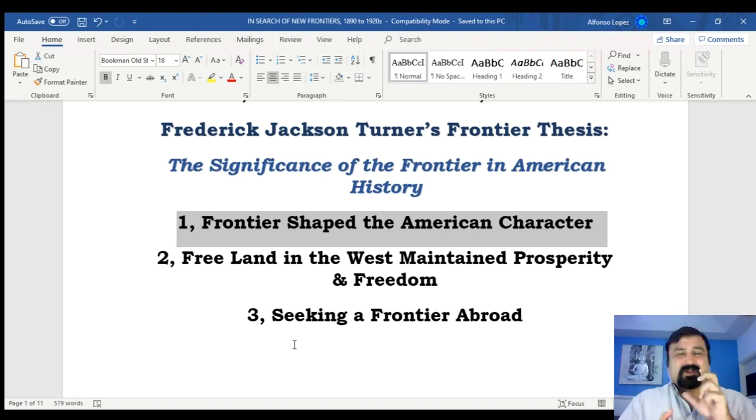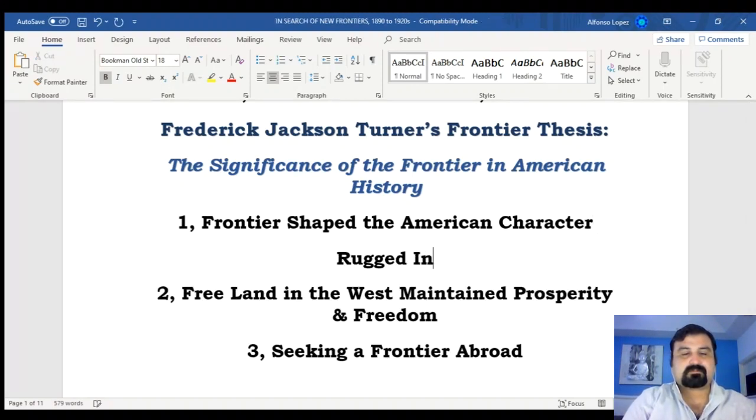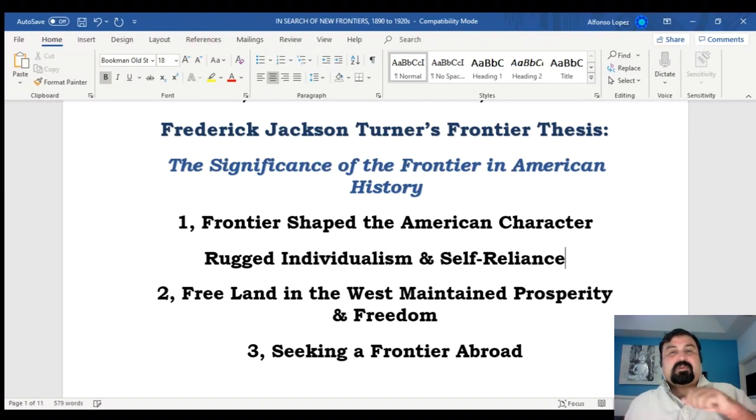So what Frederick Jackson Turner is saying here is that the frontier shaped those character traits in the American population. Americans exhibit certain character traits that are very distinct. And what are those character traits? Let me write it here. He called them rugged individualism, and the other character trait is self-reliance. Okay, so what does that mean?